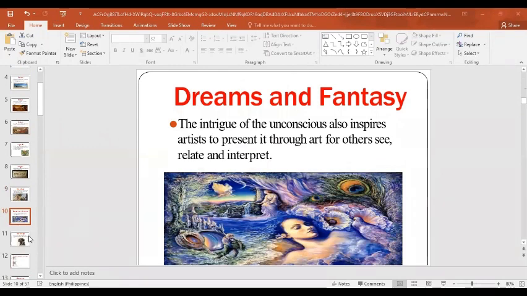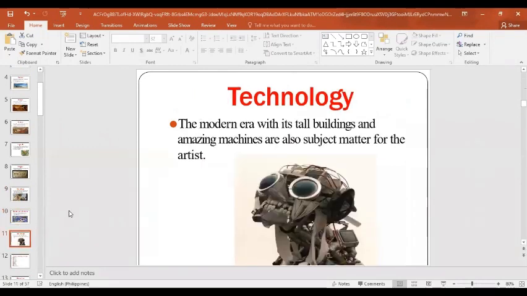One of the sources of subject, we have the technology. The modern era with its tall buildings and amazing machines are also subject matter for the artist. So an example when we talk about technology, we have cityscapes, pwede yung airplanes, cars, ships, motorcycles, and even robotic technology. Pwede nating example when we talk about technology.